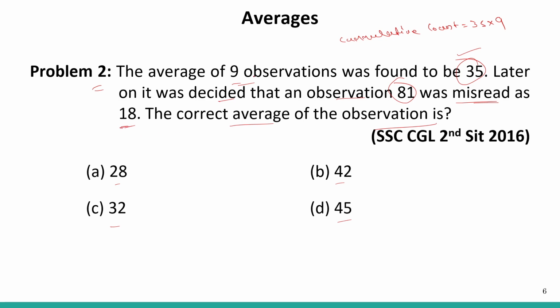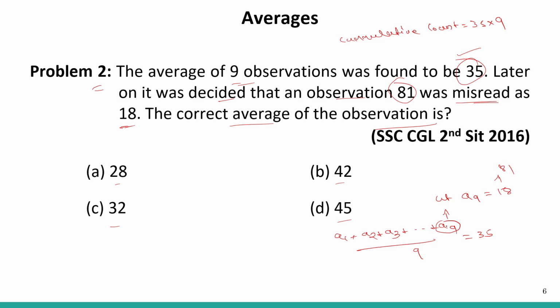Okay. So if there are 9 observations, let's say those observations are A1 plus A2 plus A3 plus dot dot dot plus A9, right? So this by 9 is equal to 35. This was what was recorded. Then it was later found out that one of these is 81. Let's say A9 was 81. It was read as 18, but it was actually 81.